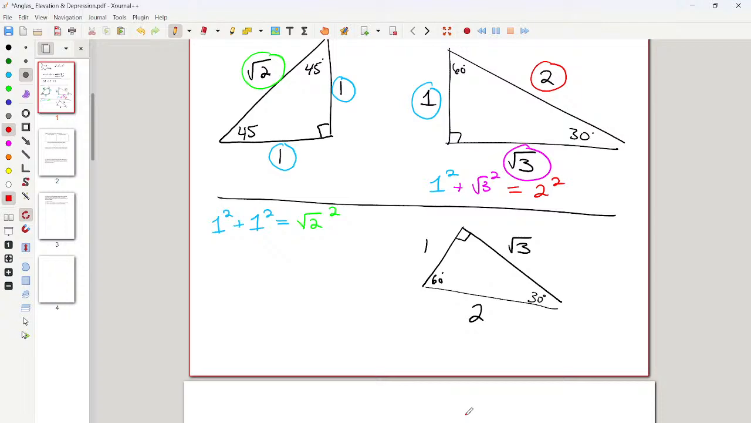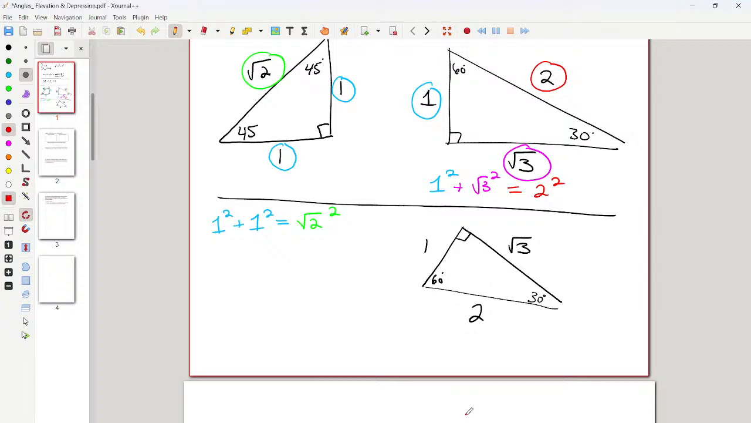Know how to set up any 30-60-90 triangle. And that's something that should be memorized. So I'll say it again. Opposite 30 is your smallest number, 1. Opposite your largest is 2. And then the middle one is √3. And I would just say it's as easy as 1, 2, 3.